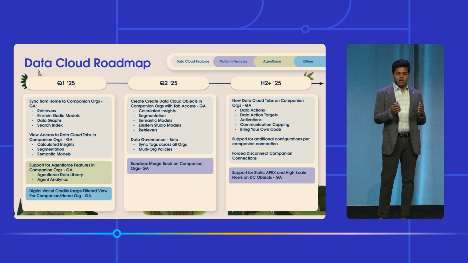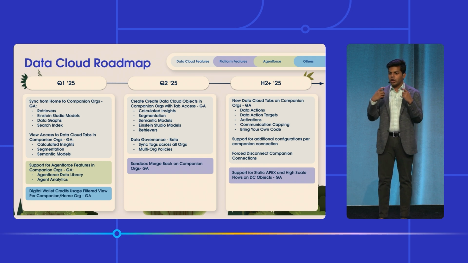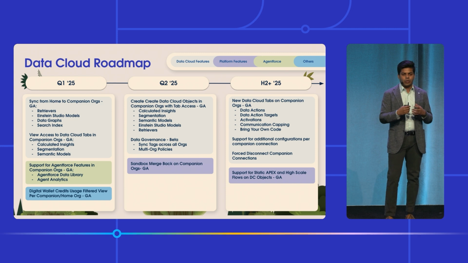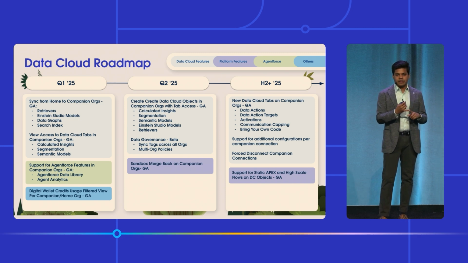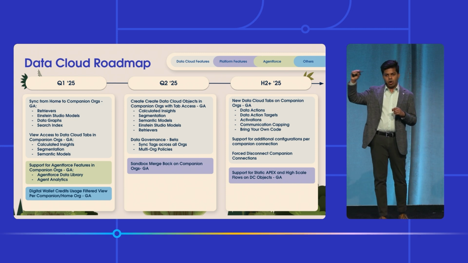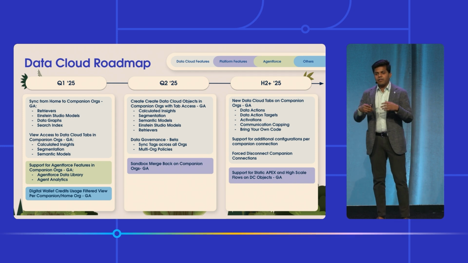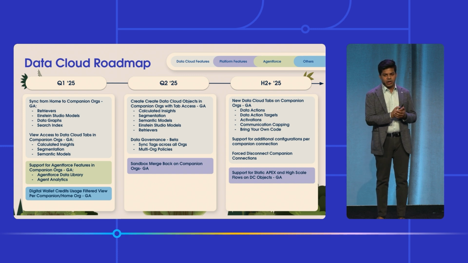At the same time, in Q1, we will make sure that through Digital Wallet, you can monitor your consumption of your home org versus companion orgs in a filtered view as well. So going forward, in a home org, you can see how many credits got consumed from your home org versus companion orgs as well. And we will make sure all the Agentforce features that are currently out there are supported in companion orgs.